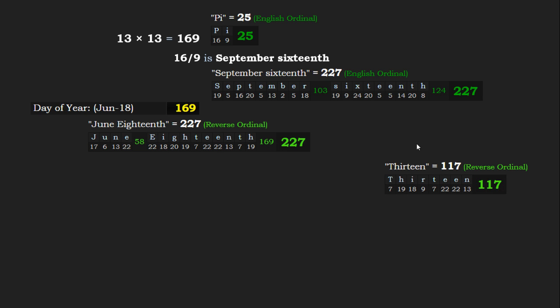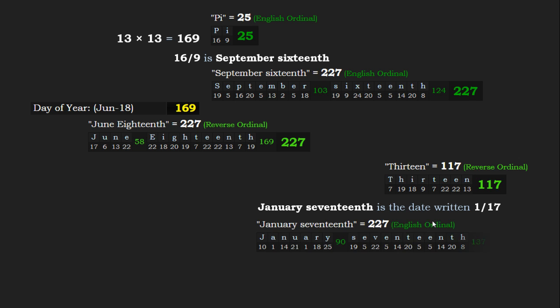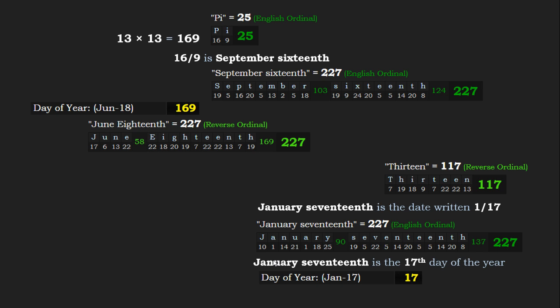Using the reverse alphabetic order, 13 equals 117. And think about the date that's written 1/17. That would be January 17th, which is the first date on the calendar that sums to 227 in the alphabetic order. January 17th is also the 17th day of the year.